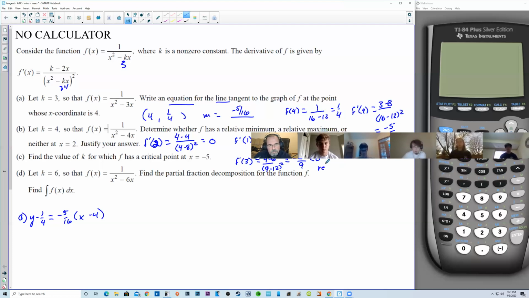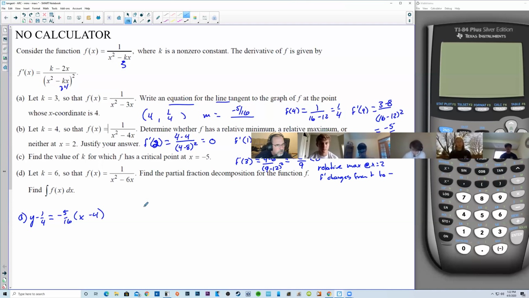So a relative maximum at x equals 2. How do I know that? f prime changes from positive to negative.